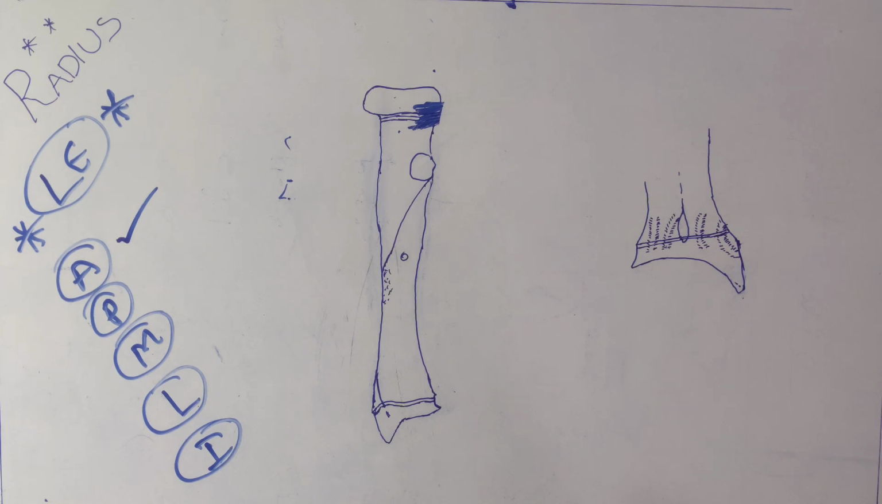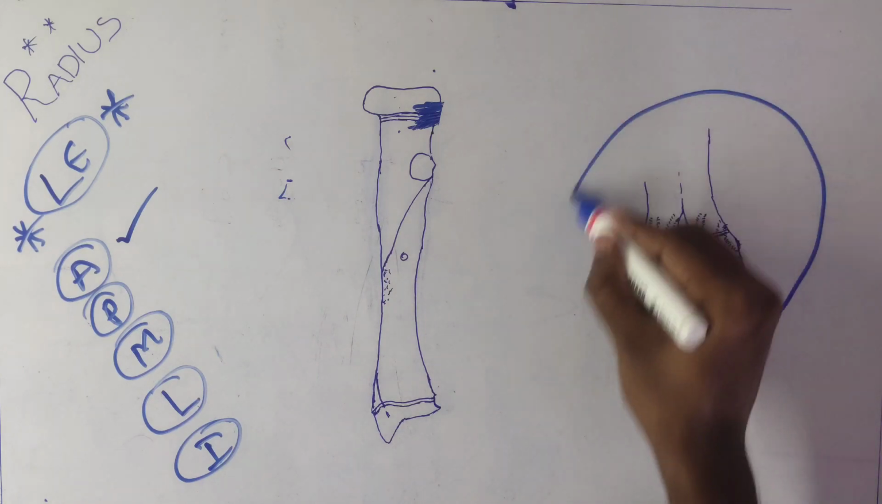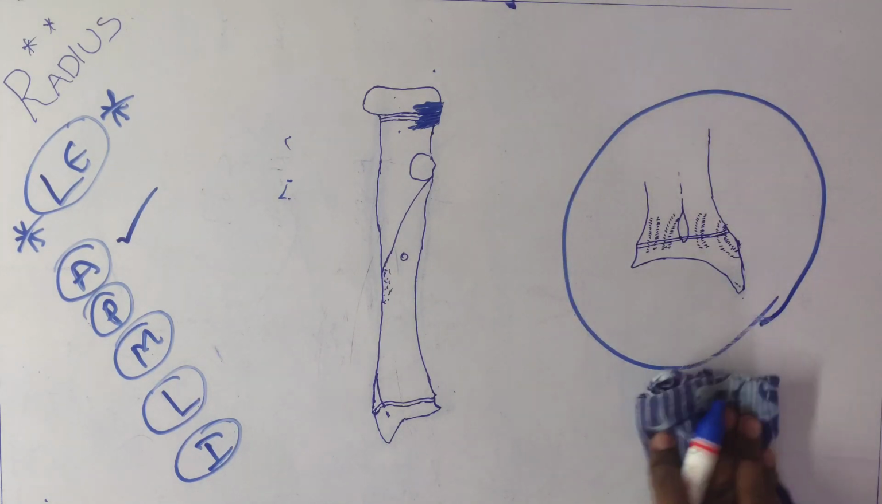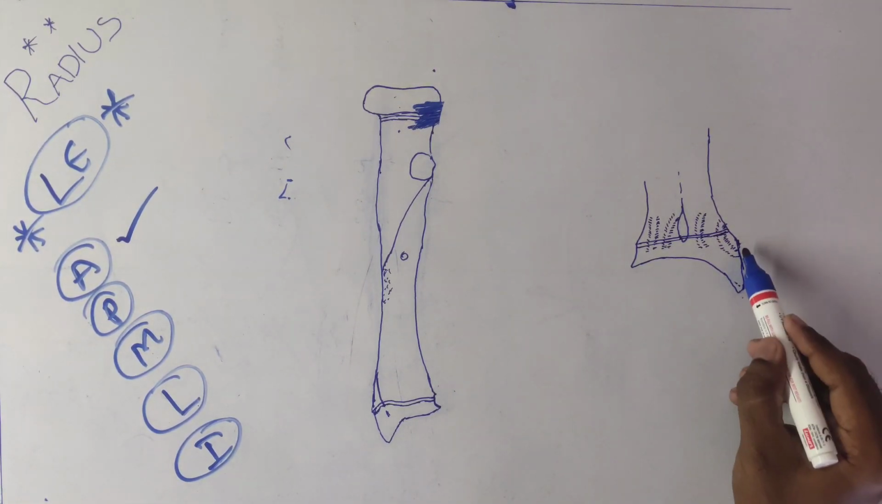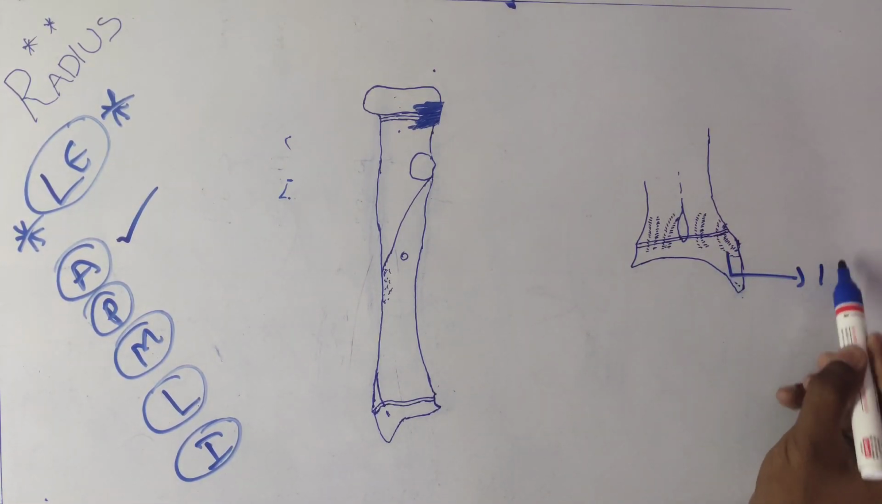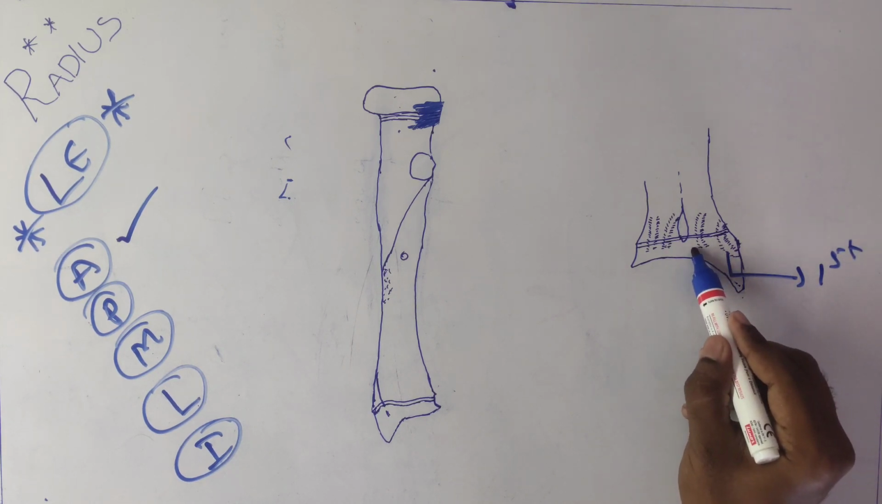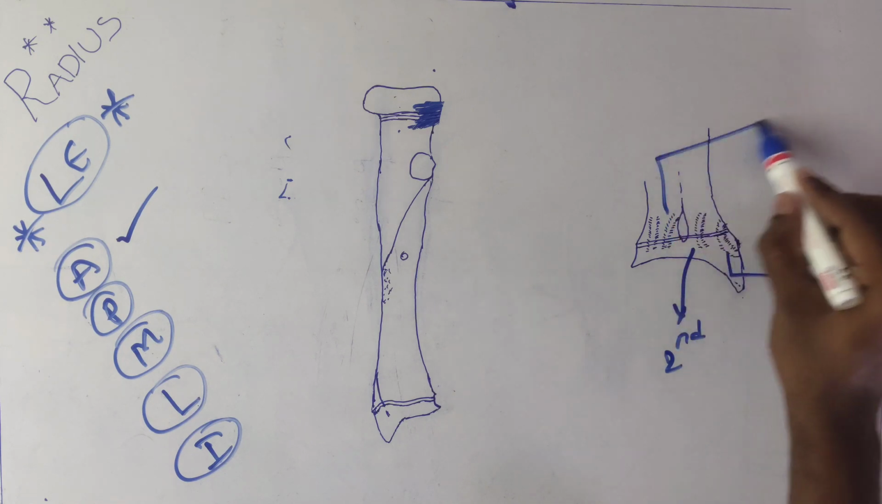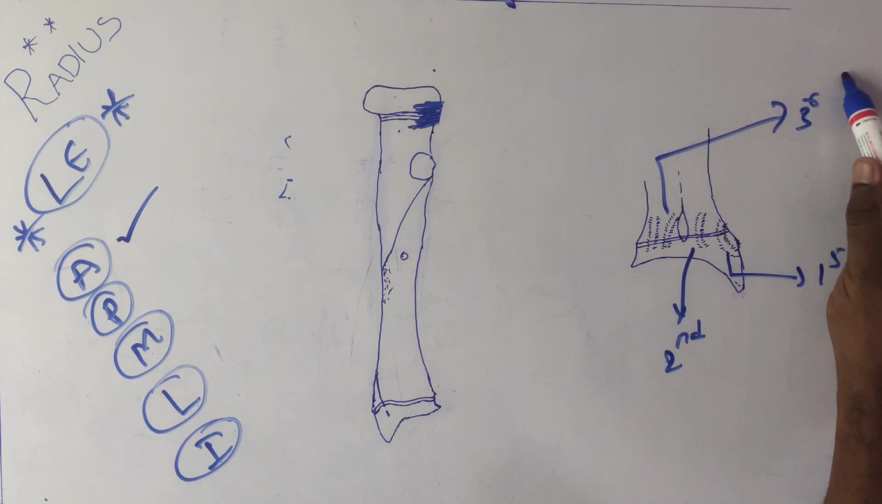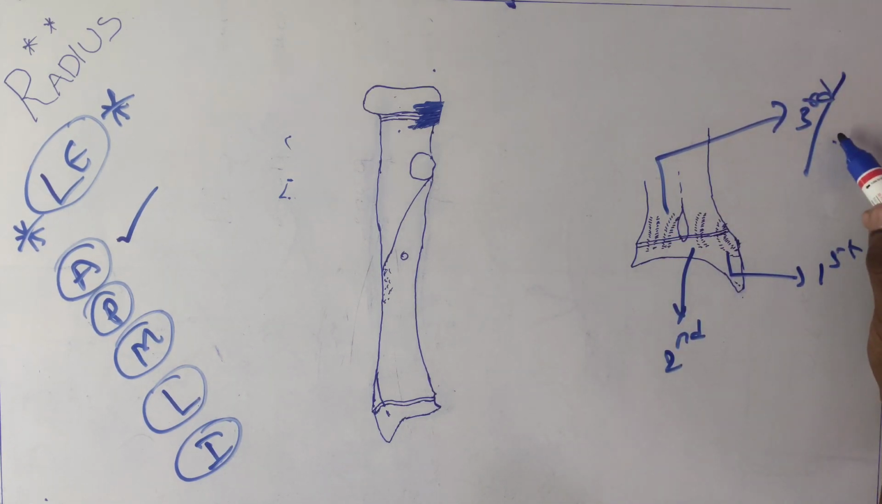Now the posterior surface. The posterior surface has 4 grooves. We already discussed about these grooves. This is the first groove, this is the second one, this is the third groove. The third one is also called the oblique groove.